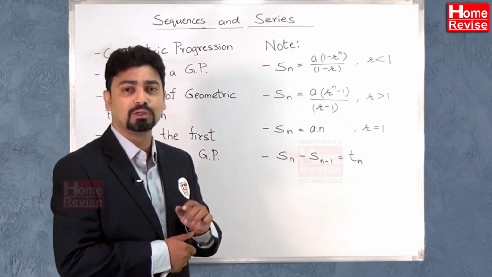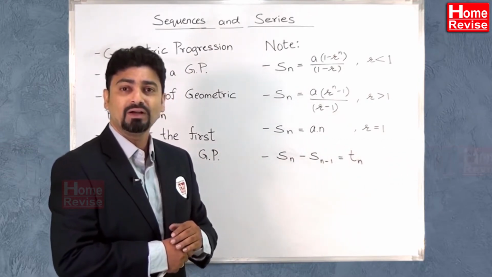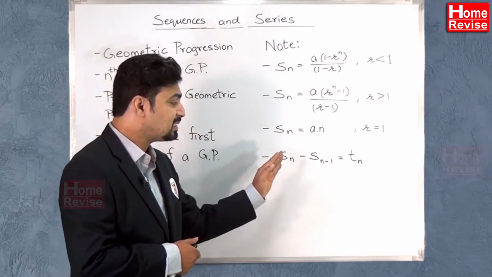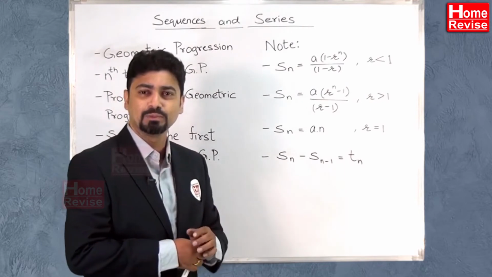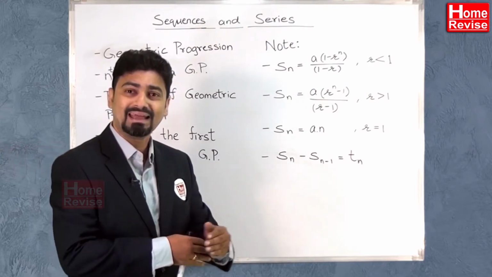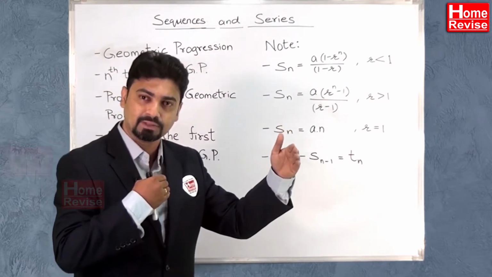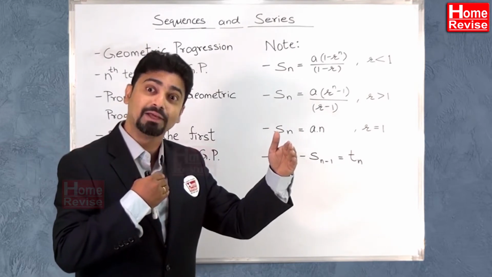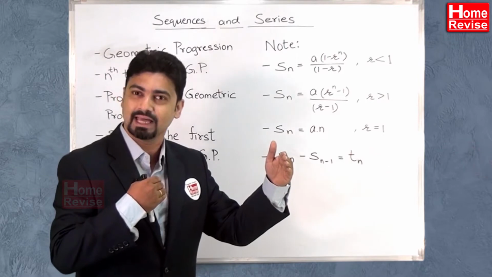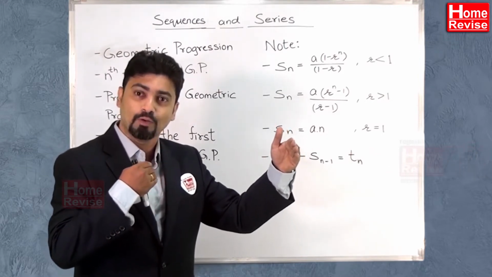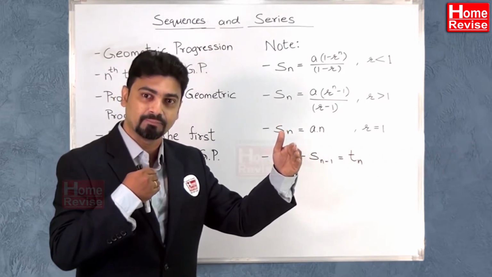Now one important thing to be noted, my dear students. Whenever we do Sn minus S of n minus 1, the answer is Tn. Let me explain this with a simple example. If we take n terms, so I have taken n terms. Now I am doing addition of n terms. So what is that? Summation of n terms denoted by Sn. So this is the sum of n terms, Sn.